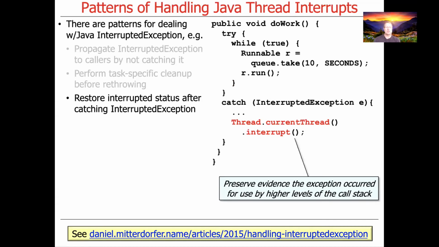Another thing to do is to restore the interrupted status after catching the interrupted exception. So here's a case where we're going to run some code, basically do blocking takes, and then run the computation after we get something out of the queue. If we're interrupted, then what we're going to do is do something or other, and then we're going to restore the interrupt flag saying, hey, we've been interrupted, so that this produces evidence that can be used by other parts of the program up the calling stack in order to react to the fact that an exception has occurred.